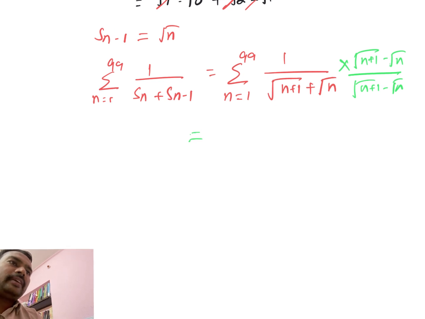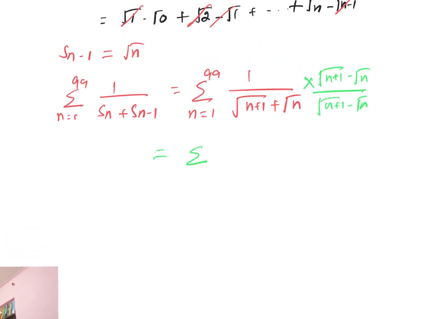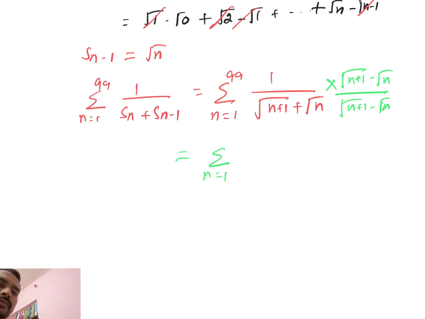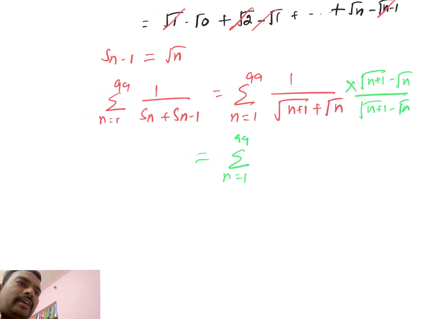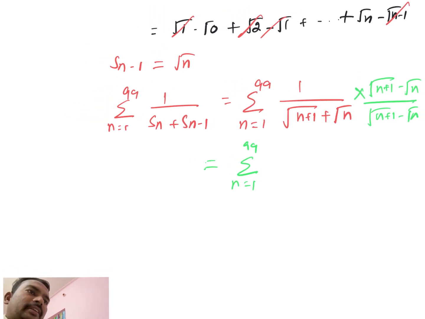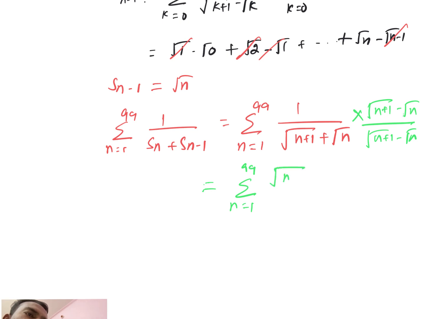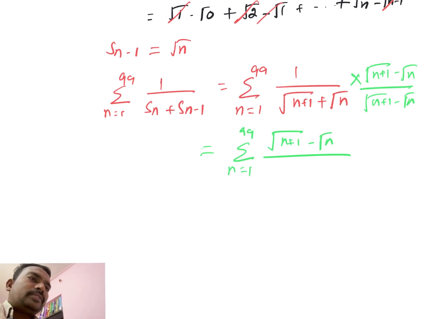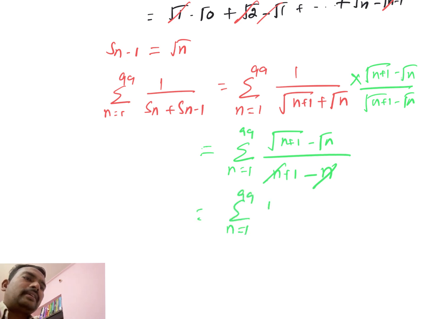So what will we get finally? Summation n equal to 1 to 99. Just see, the numerator is square root of n plus 1 minus square root of n, whole divided by this a plus b into a minus b form, right? So we can use a square minus b square. Square root of n plus 1 whole square minus square root of n whole square gives n plus 1 minus n, so the n cancels. So summation n varies from 1 to 99 of square root of n plus 1 minus square root of n.